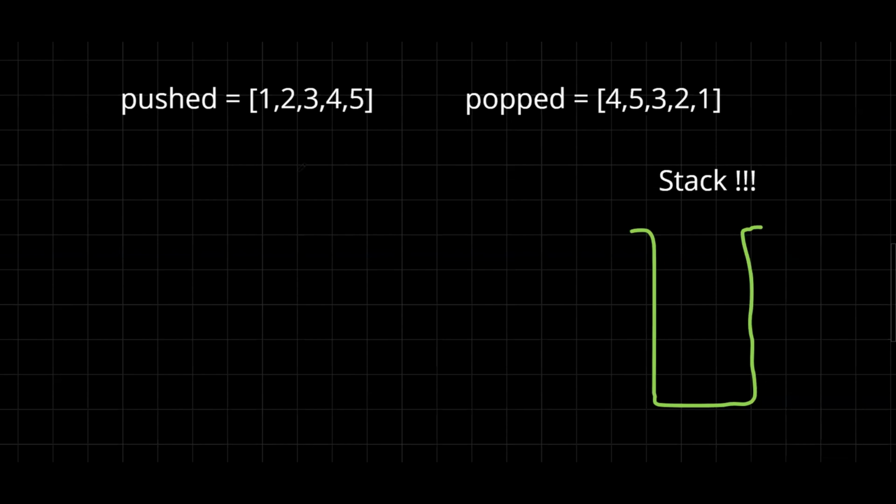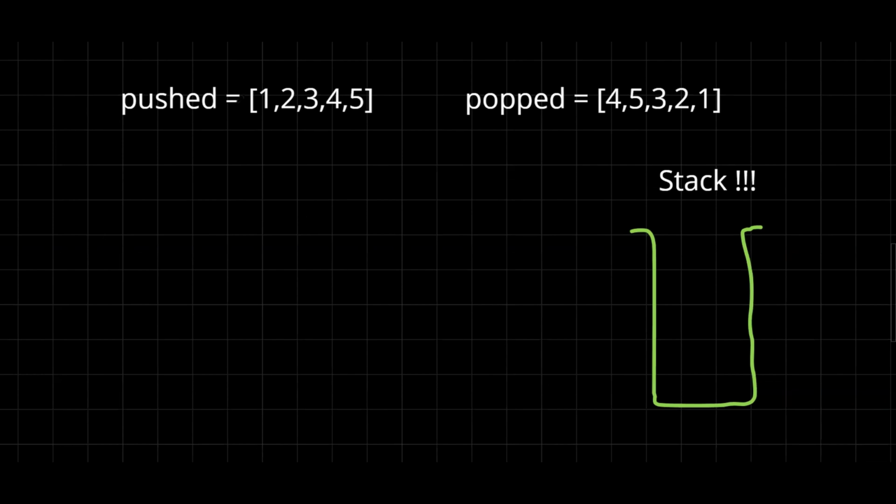Here, to understand the algorithm, we have taken the first example. The pushed array has 5 elements, which are 1, 2, 3, 4, and 5. And the pop array has 5 elements, which are 4, 5, 3, 2, and 1. Now we have to take a stack so we can validate whether these are valid push and pop sequences or not. So now let's try to dry run the example first.